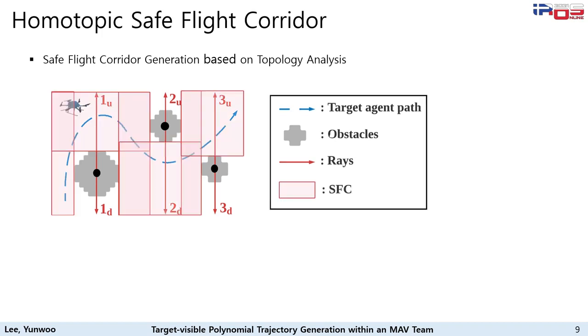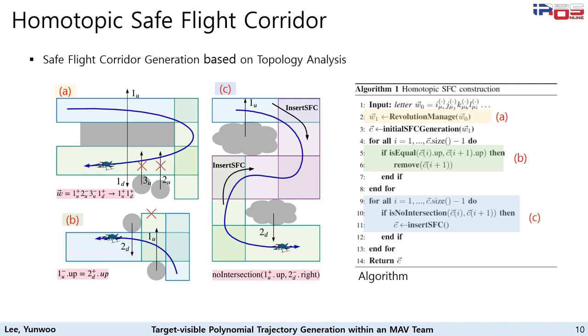Based on the word, corridors are generated sequentially. With plus sign letters, we generate corridors on the left and upper sides of the corresponding rays, while minus sign letters make corridors on the right and upper side of the rays. By this rule, we can generate the homotopic safe flight corridor. An additional generation process exists to address exceptional cases. You can find the detail in our paper.